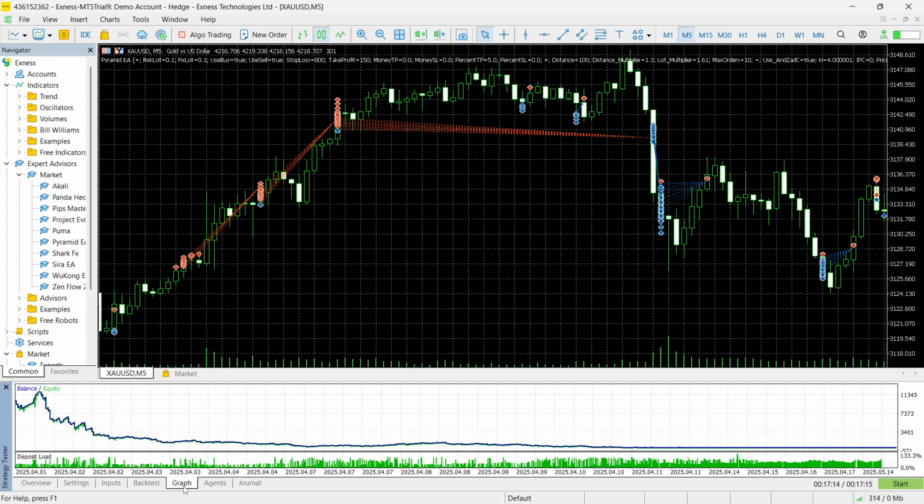Looking at the equity curve, alright, so as you can see, it starts with some ups and downs, then grinds lower with choppy attempts at recovery. The deposit load bars show heavy basket accumulation during adverse moves. Classic behavior where it keeps pyramiding into the losing direction, waiting for that zigzag flip.